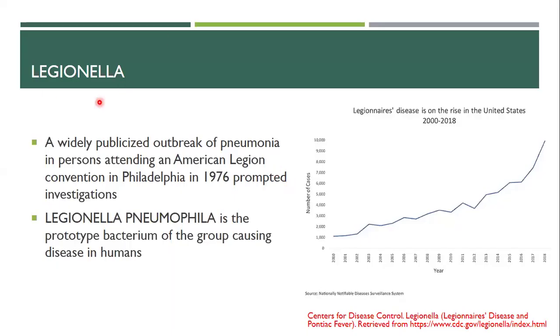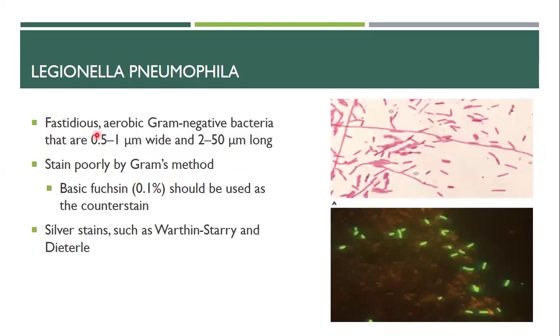So lastly, we have your Legionella, okay? So your Legionella causes pneumonia, and this was first discovered during a convention in Philadelphia. So the air conditioning units actually were contaminated with Legionella pneumophila, and everyone in the legion who attended the convention got infected. So Legionella pneumophila is the model organism causing disease in humans. So it's a fastidious organism, okay? Fastidious meaning it requires 5 to 10% of carbon dioxide for growth.